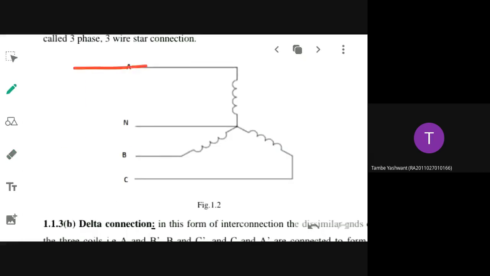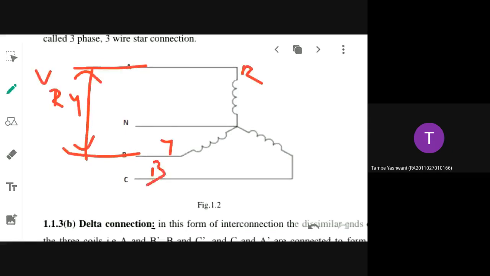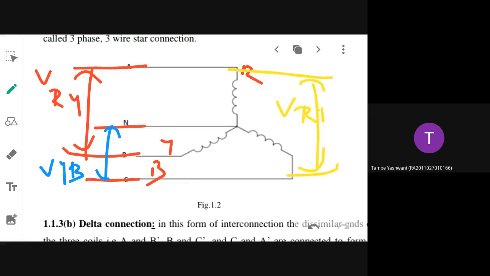Now I am drawing VRY, let this be RYB. This is VRY. Then this is VYB. And last, this is VRB. So R is one line, B is another line, so these will be line to line voltages. Generally they are called line voltages. Understood the difference between line voltages and phase voltages?